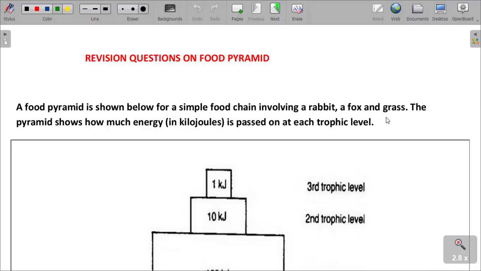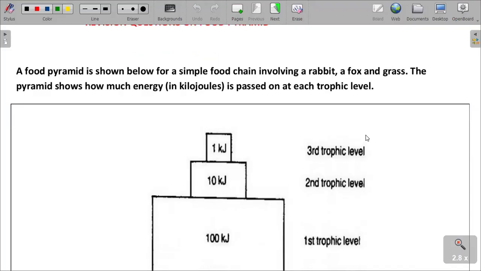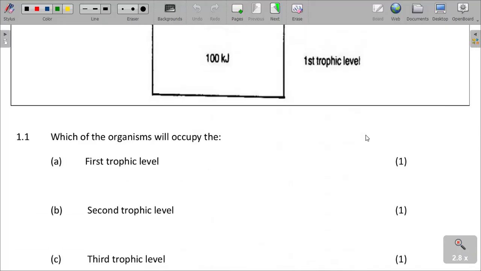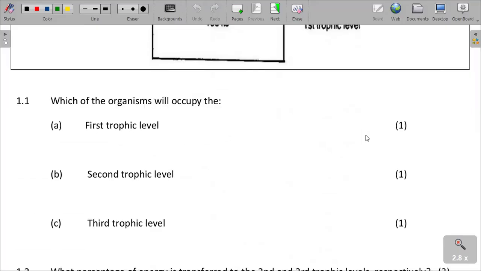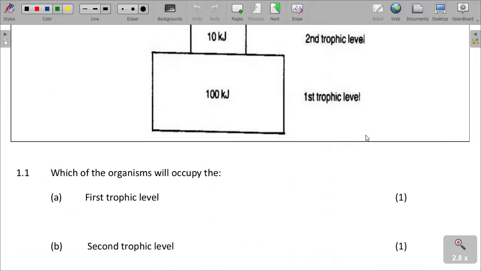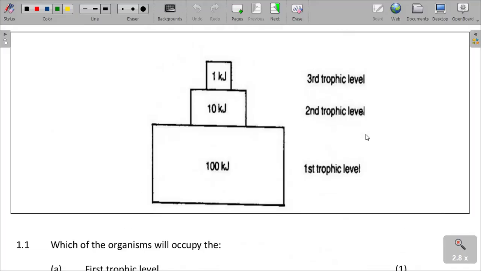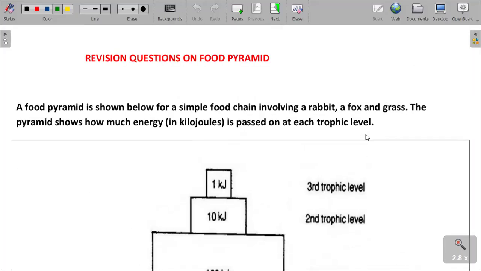Yes, yes, yes. We're still on ecosystem. The last piece of food chain, food web, is this one that we are going to talk about today. Just check class. You can see that we have questions such as these ones. Which organisms are occupying which level? You see this one, food web. I mean, food pyramid. Sorry, food pyramid that you are going to see right now.